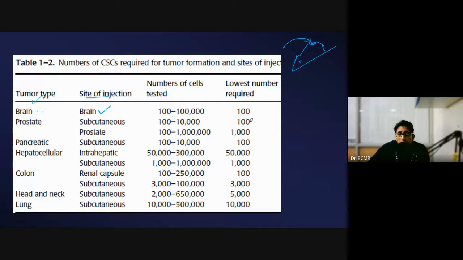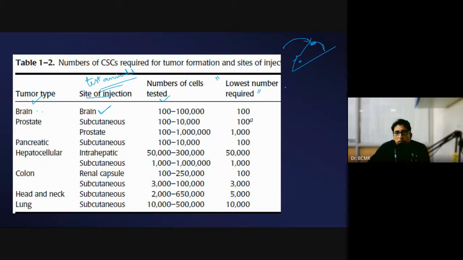And then these are in the test animals, where the transplantation is done to study the properties of these cancer stem cells. And this is the number of cells tested. That means how many cells are transplanted or injected, and whether a tumor is formed or not. And here is a report on the lowest number required for a tumor to form.